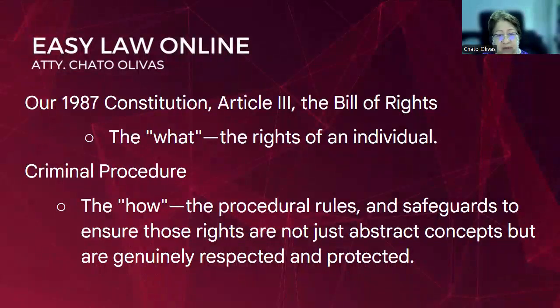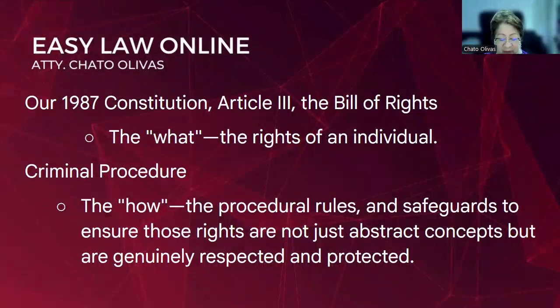Our 1987 Constitution, specifically Article 3, the Bill of Rights, tells us the what? The rights of an individual. And criminal procedure tells us the how, the procedural rules and safeguards to ensure that those rights are not just abstract concepts, but are genuinely respected and protected. This is especially so when the immense power of the state is brought to bear against an individual.